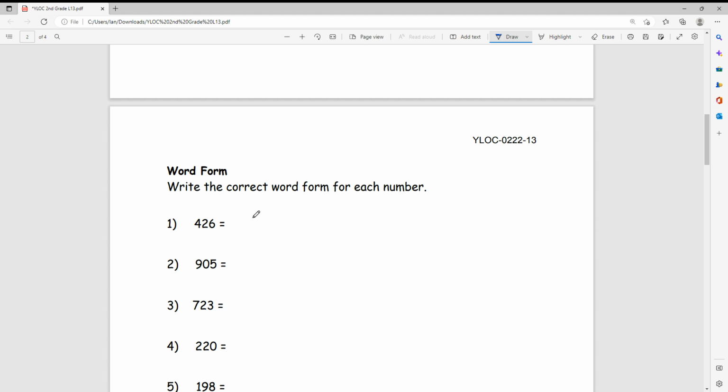Then write the correct word form for each number. So 426, so write it out. Number 2.